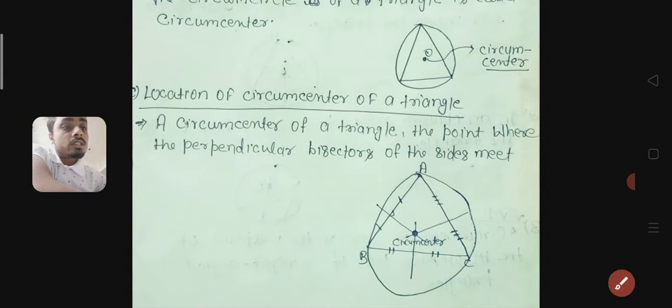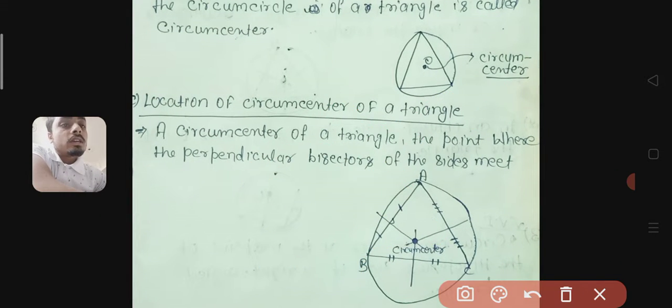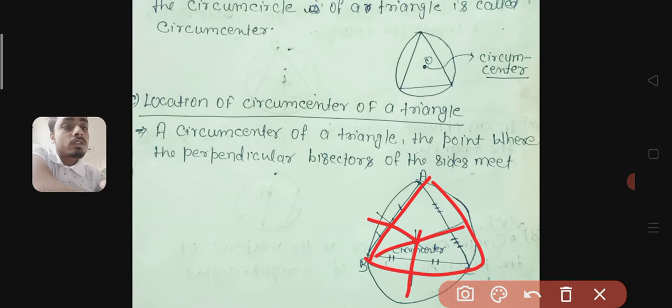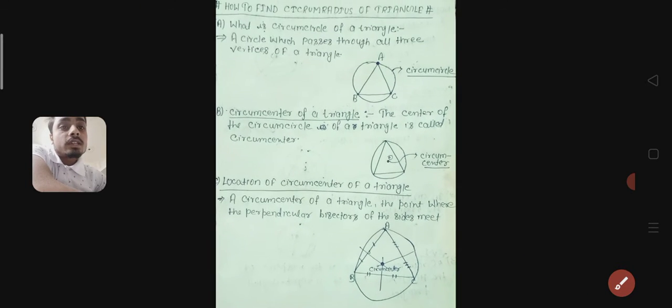Here I have already mentioned it. Triangle ABC, and draw the perpendicular bisector of BC, the perpendicular bisector of AB, and the perpendicular bisector of AC, and here is the meeting point of all three perpendicular bisectors. This point is called the circumcenter of the triangle.